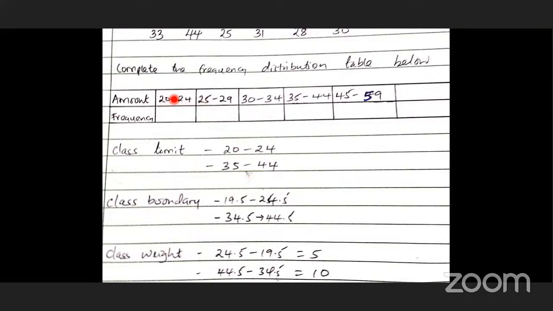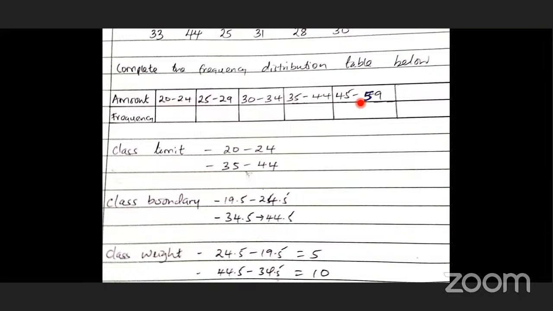Okay, now I want somebody to get the weight for the highlighted class, the class with the limit of 45 to 59. Very fast, the class weight. The class weight is 15. Some are saying 15, some are saying 16. So 15. I have said we take the lower class boundary and subtract it from the upper class boundary.